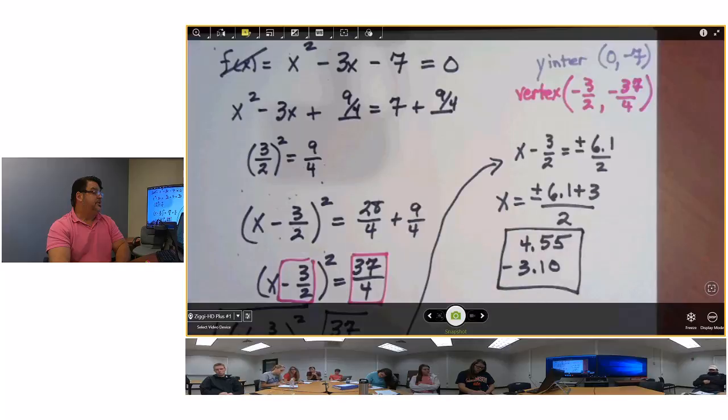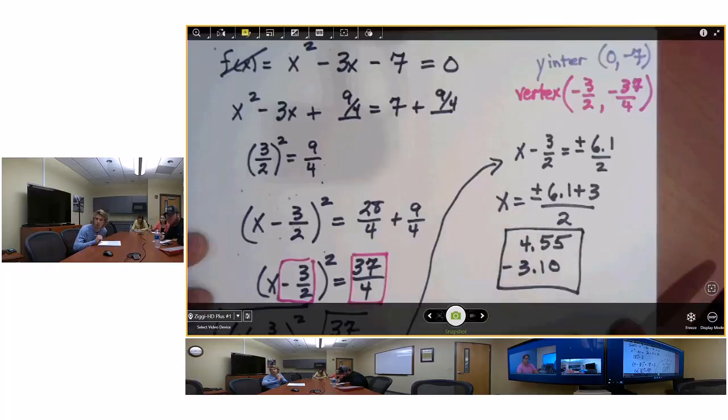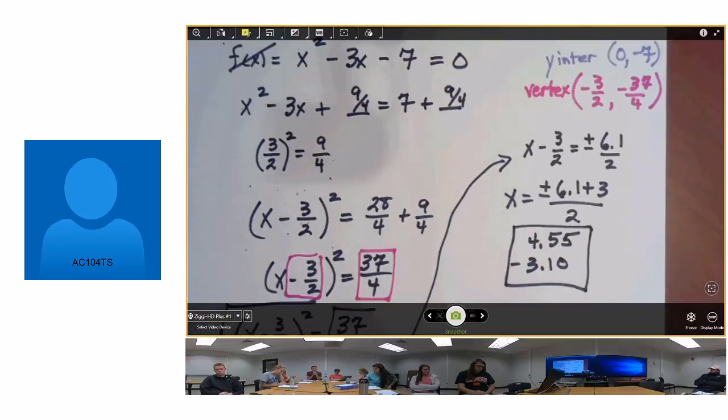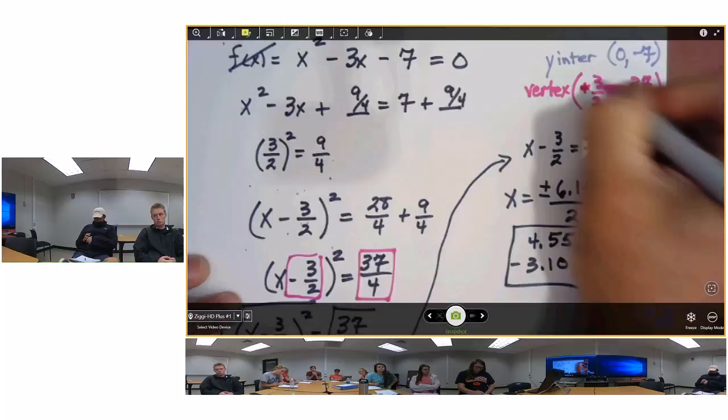And that's number 2. I thought for that first point on the vertex, you took the opposite of -3 over 2. Okay, thank you. There you go, thank you.